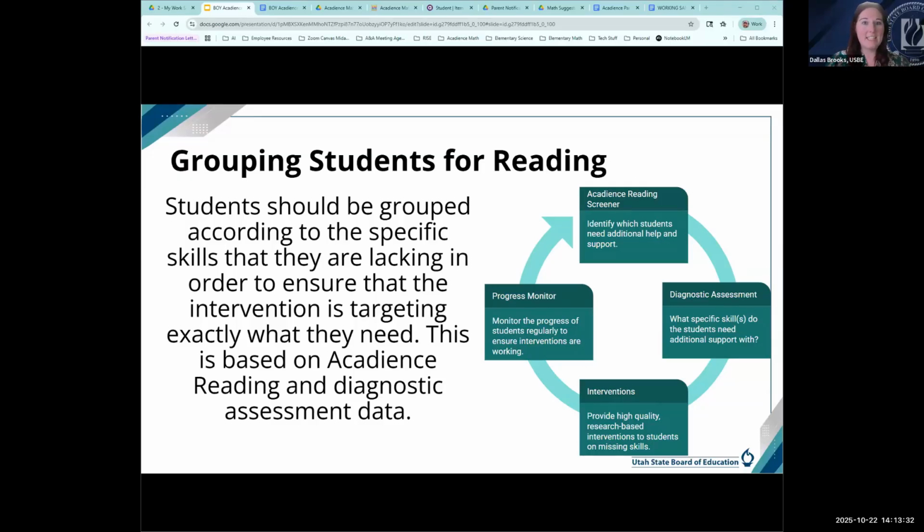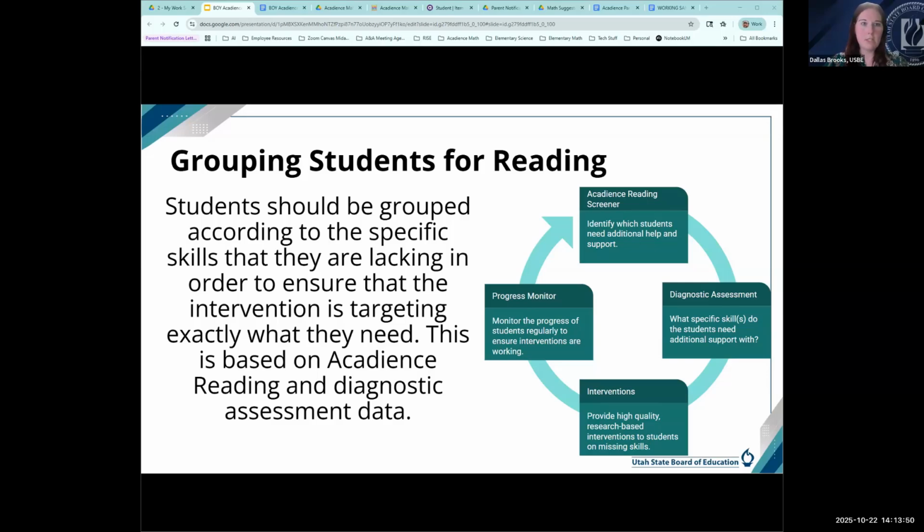So first step, give that Acadience reading screener. Take a quick pulse on who really needs some extra help. Take all of those red and yellow students first of all, and give them a diagnostic assessment on the particular skills that they are lacking.